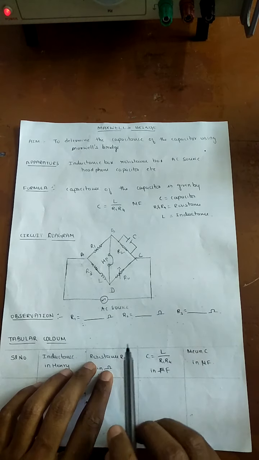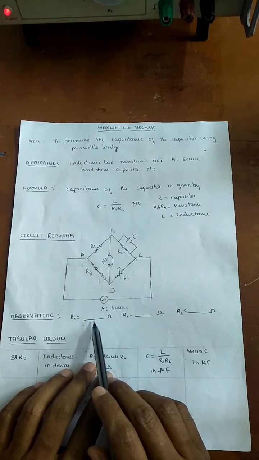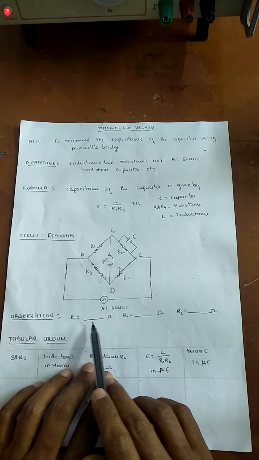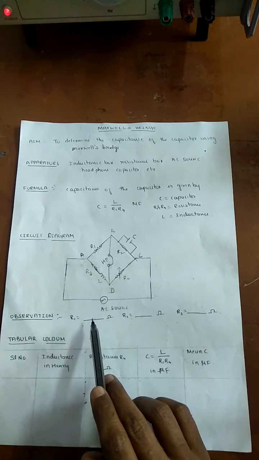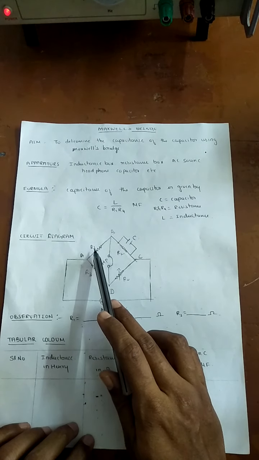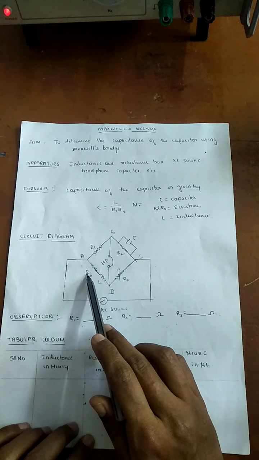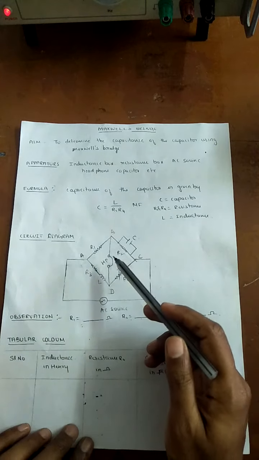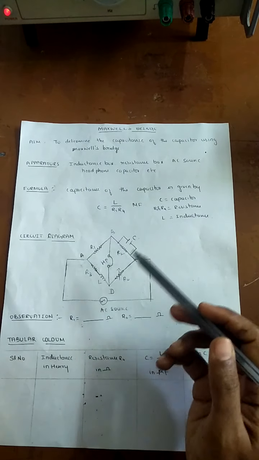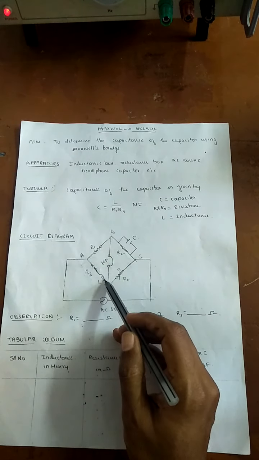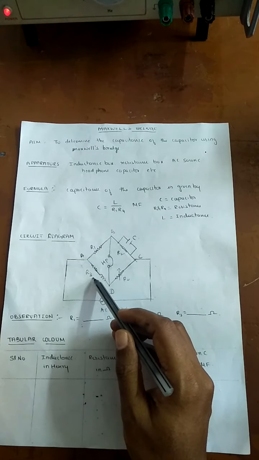Here we have to connect the circuit as per the diagram, and then we have to fix the R1, R2, R3 values, say R1 is equal to 100, R2 is equal to 100 and R3 is equal to 100. We have to plug the resistance in R1, R2, R3 about 100 ohms. Next we have to fix the inductance value, say about 0.1 Henry.